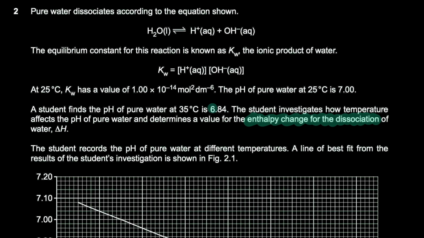They've also told us that the student determines that the pH of pure water decreases at a higher temperature. A lower pH means that at a higher temperature, the amount of H+ in solution increases. A higher concentration of H+ would mean lower pH. So that means that increasing the temperature shifts the equilibrium to the right. So we know that this dissociation must be endothermic.